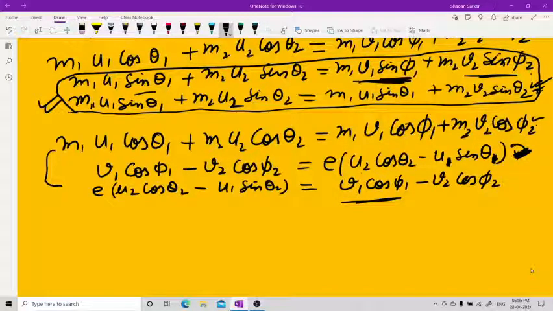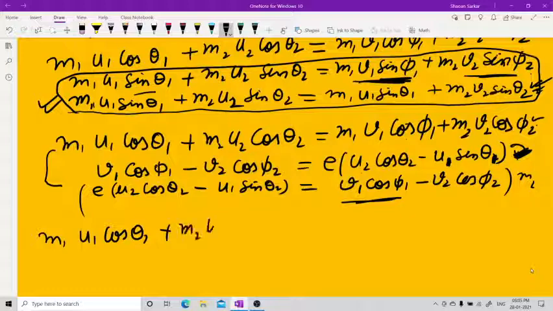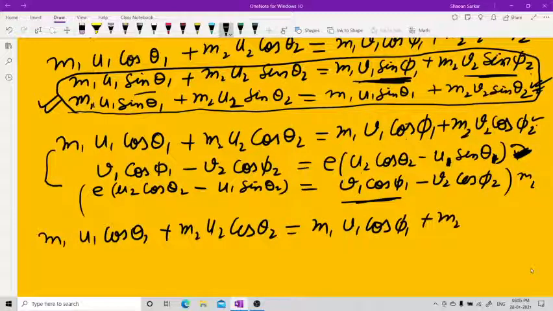V1 cos phi 1, I want. So this I want, this is also here. What is here multiplied with V2? Cos phi 2 m2. I'll try to multiply this whole equation by m2. See what happens. Write down. m1 u1 cos theta 1 plus m2 u2 cos theta 2 is equal to m1 v1 cos phi 1 plus m2 v2 cos phi 2. I'm rewriting this equation now. Now multiply this equation by m2.